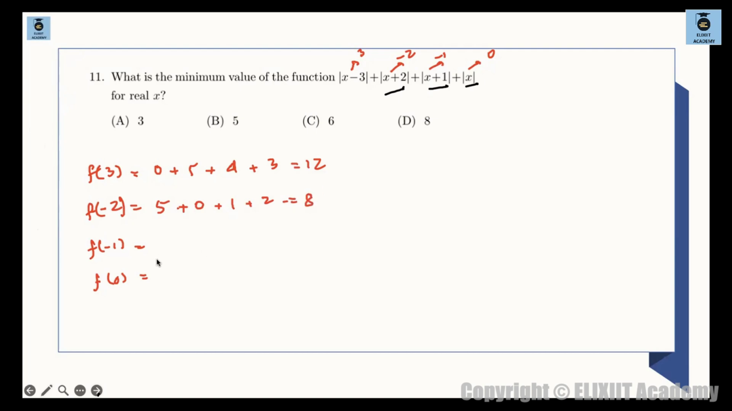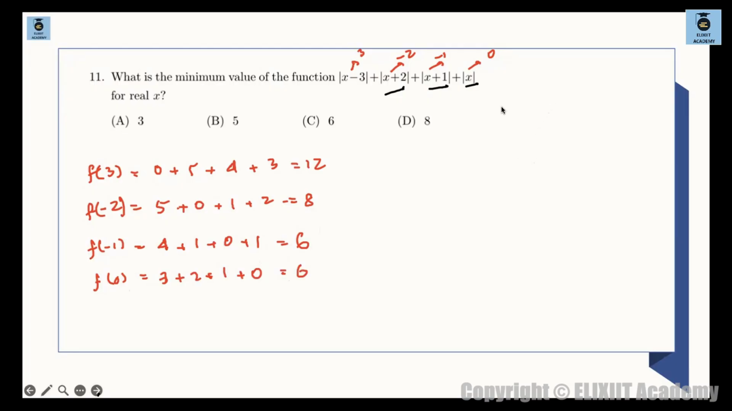Okay, f of minus 1 is what? f of minus 1 will be 4 plus 1 plus 0 plus 1. And this is equal to 6. f of 0 is what? f of 0 will be 3 plus 2 plus 1 plus 0. And this is equal to 6. So these are your function values.